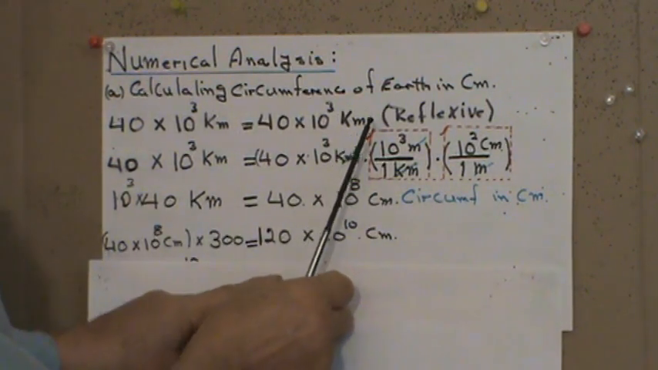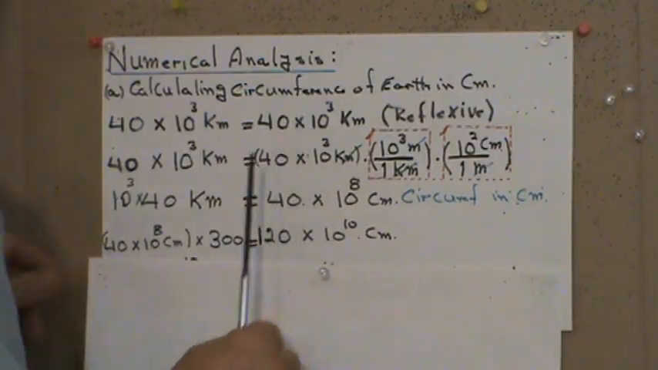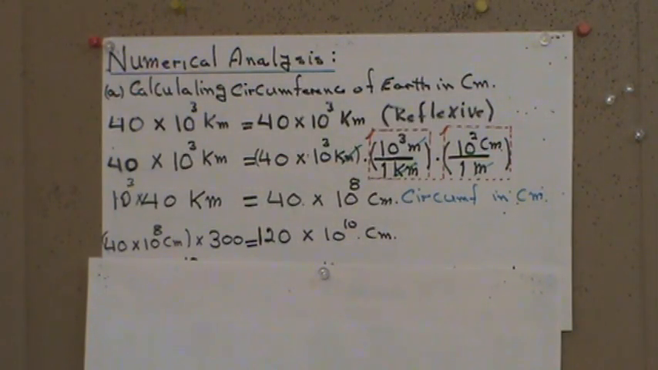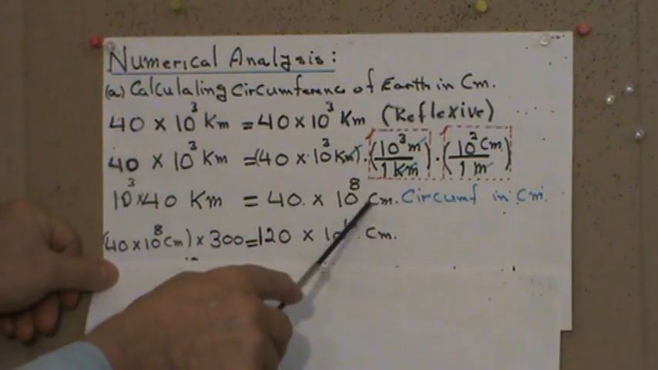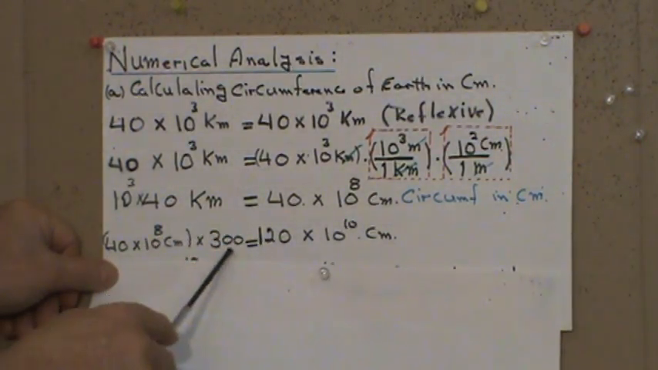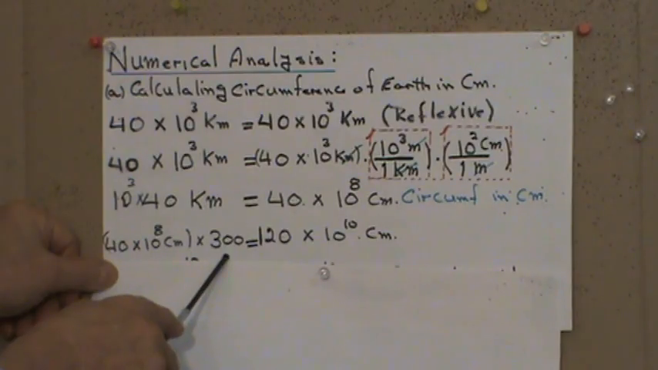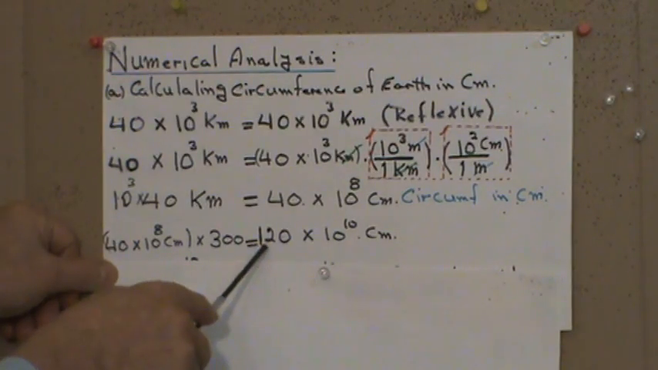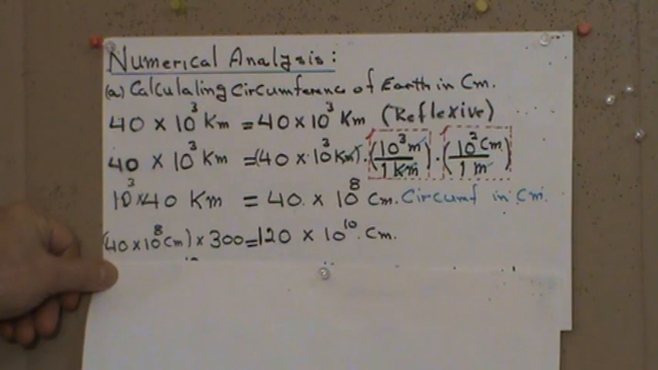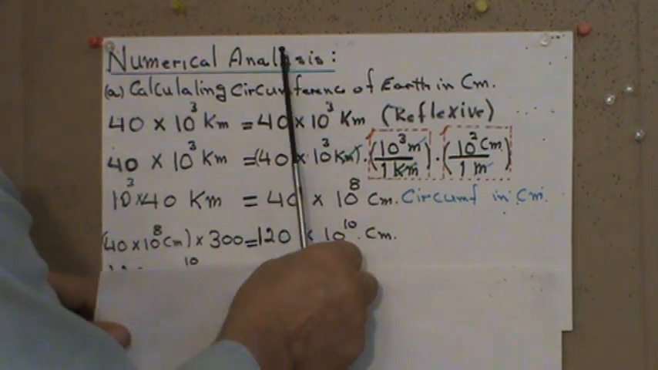Now, the problem says that it goes around the circumference of the earth 300 times. So 300 is a factor, has no unit. So I multiply this one by 300. That is the number of centimeters that the utensils, if you glue them end to end together, will go around the circumference of the earth this number of times. So that is in centimeter, 120 times 10 to the 10 centimeters, which is a really huge number.